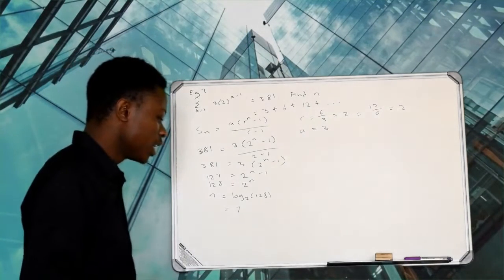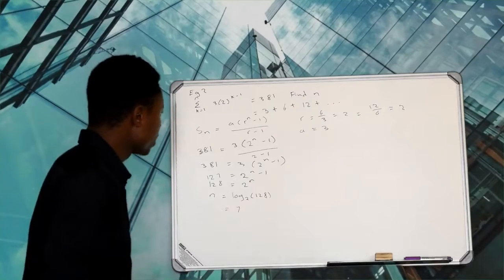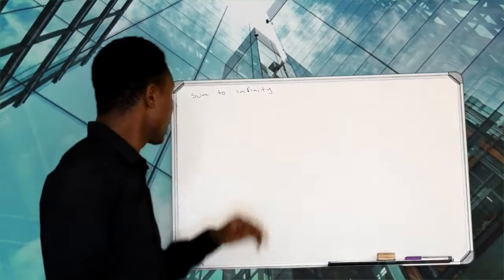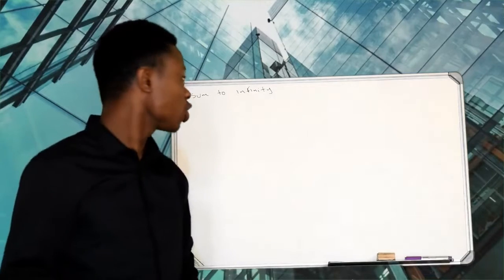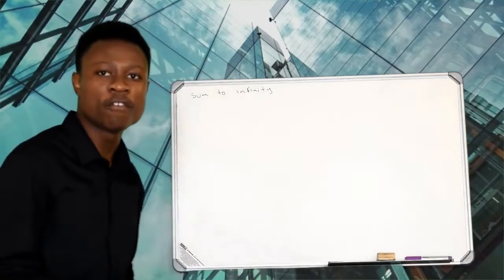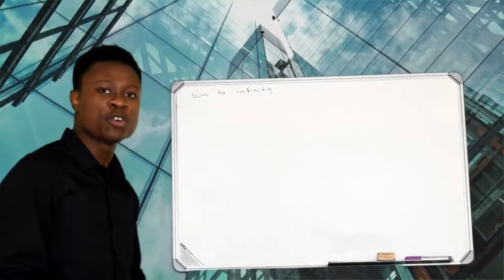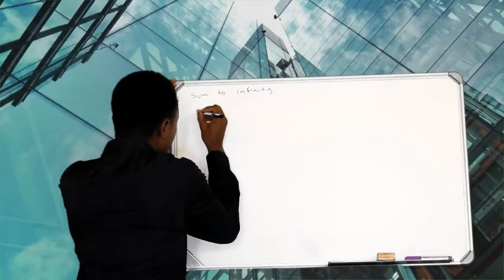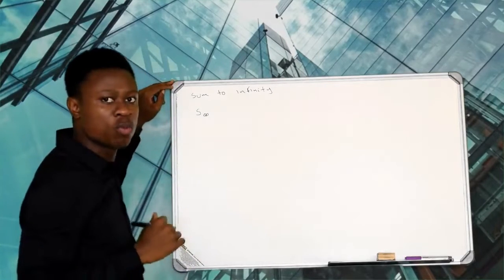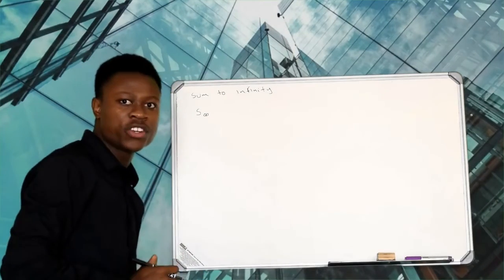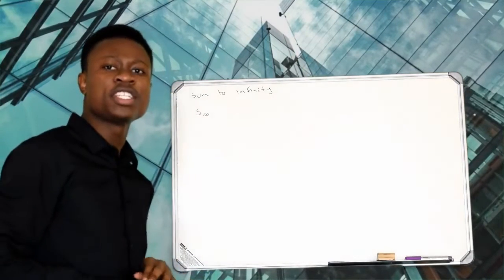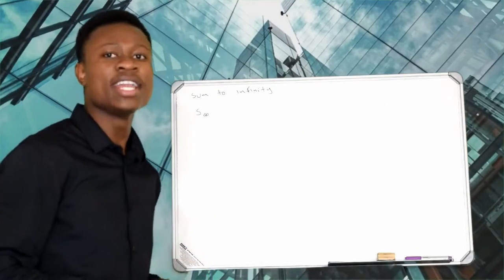So now let's look at sum to infinity. First thing we should look at is the equation for sum to infinity. What is the equation for sum to infinity? This is an equation you should commit to memory, because if you know this equation, when you get a question about sum to infinity, it will be straightforward and easy.